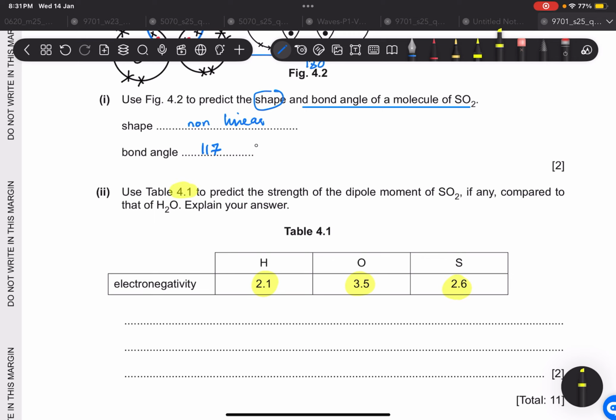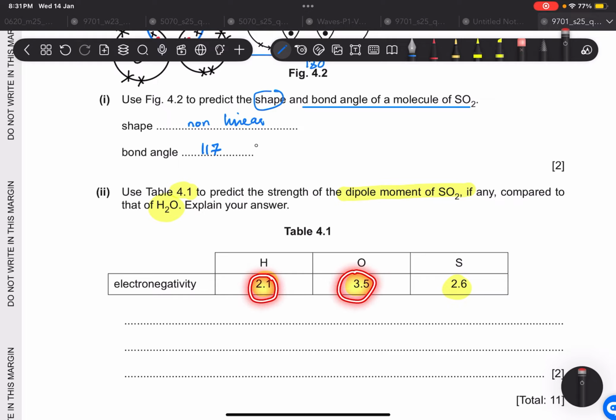I am given electronegativity values of some elements, and what does the question say? Use figure 4.1 to predict the strength of the dipole moment in SO2, if any, compared to H2O. Explain your answer. Oh, this one's a good question. The dipole moment in SO2 is going to be less than H2O. You know why it's going to be less than H2O?